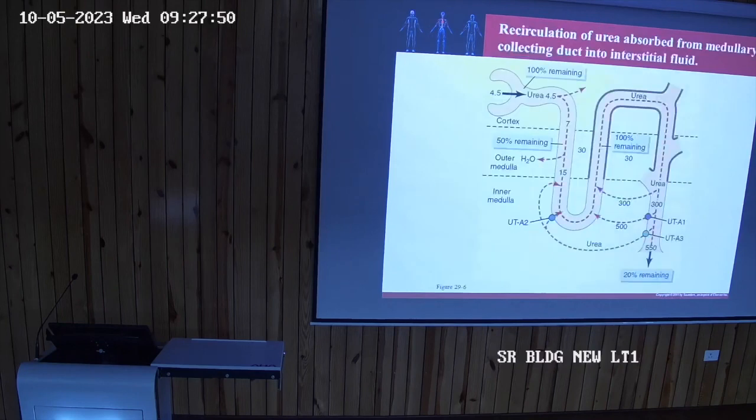So whatever the things, recirculation of urea absorbed from the medullary collecting duct into the interstitial fluid is another important factor for maintenance of osmotic concentration. This is the amount which is getting filtered and enters. 50% is getting here, and then it is getting transported through urea transporter 1. These are the channels which are responsible, but they are influenced by ADH, and this is responsible for the movement of urea from the tubules into the medullary interstitial space.